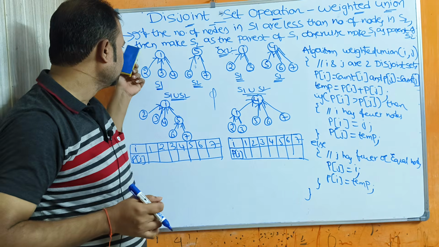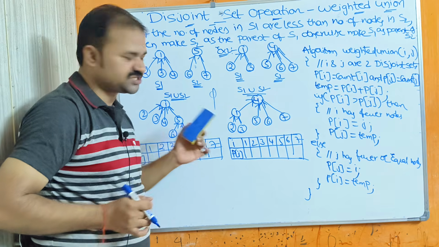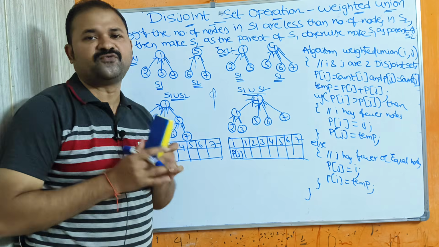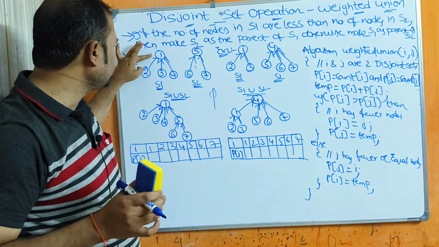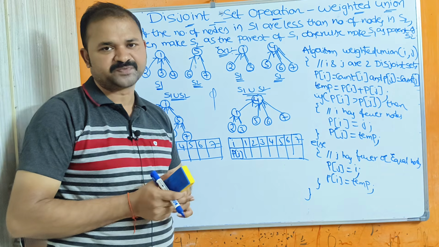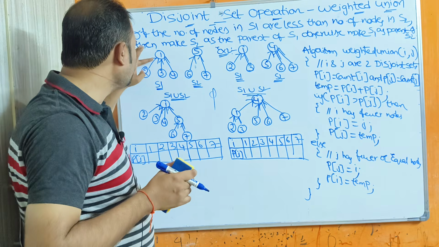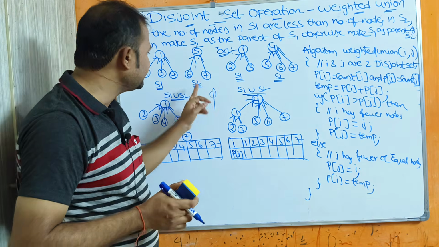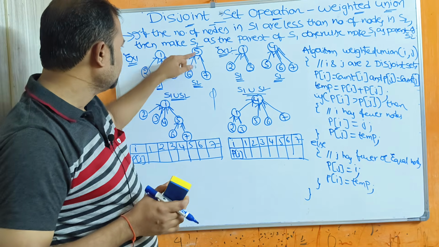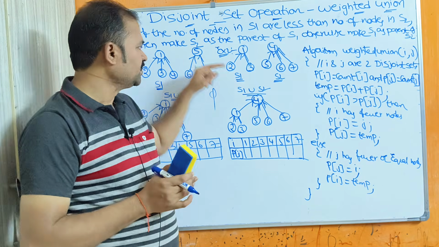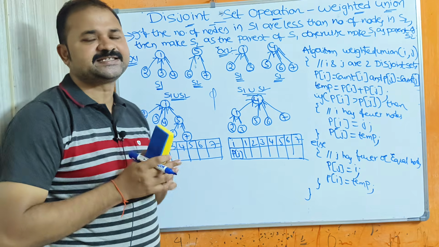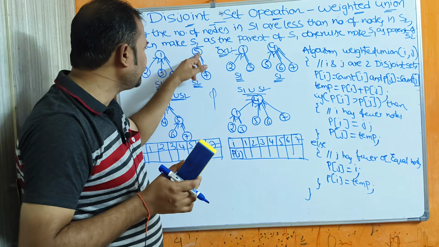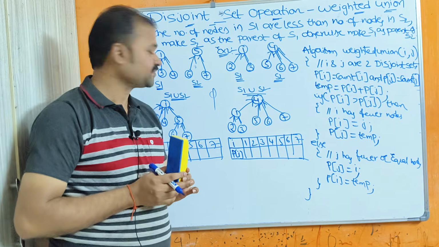Example 1. Here we have two disjoint sets S1 and S2. S1 contains nodes 1, 2, 3, 4. Here 1 is the parent node, and 2, 3, 4 are child nodes. We know that an arrow will always point towards the parent node. Here we have another disjoint set, that is S2. Here 5, 6, 7 are the nodes. 5 is the parent node, whereas 6 and 7 are child nodes. Here the arrow will always point towards the parent node, that is 5.